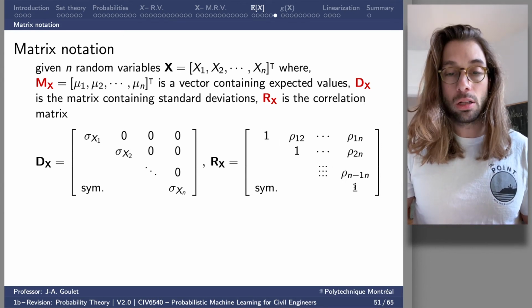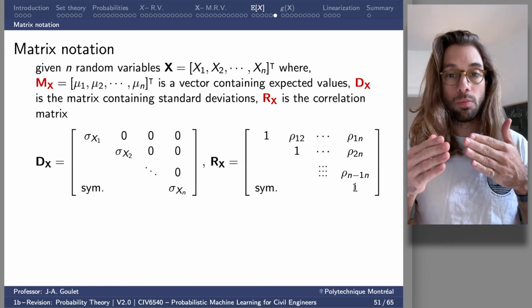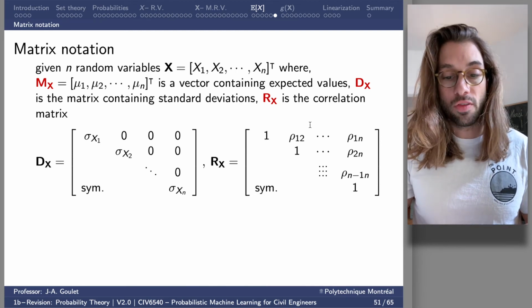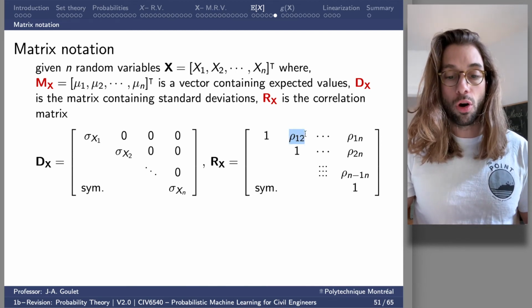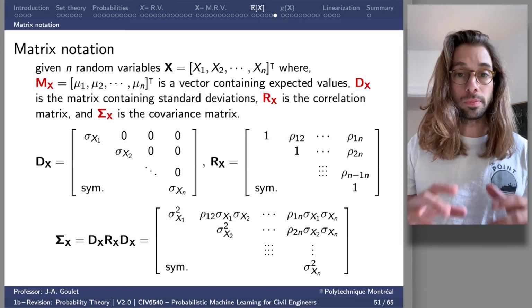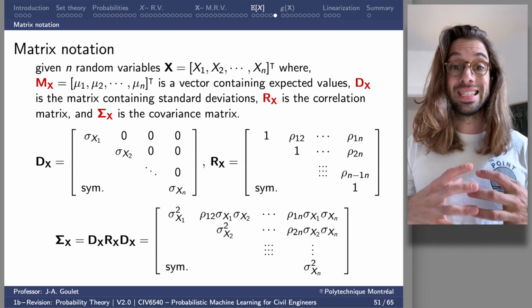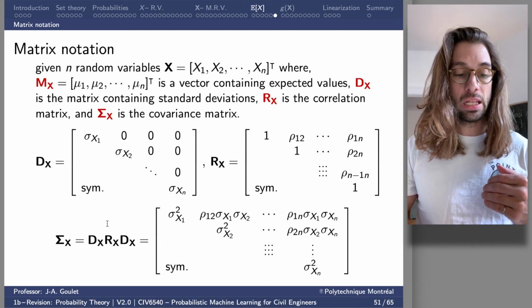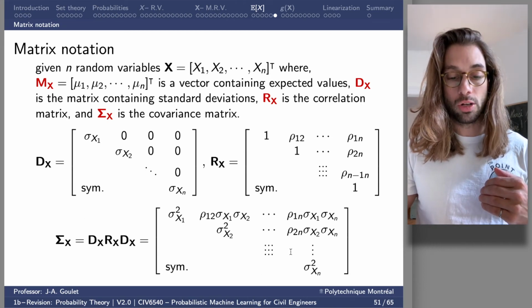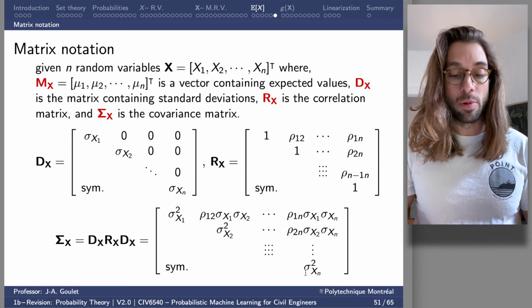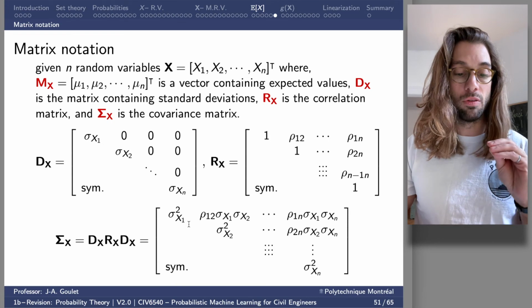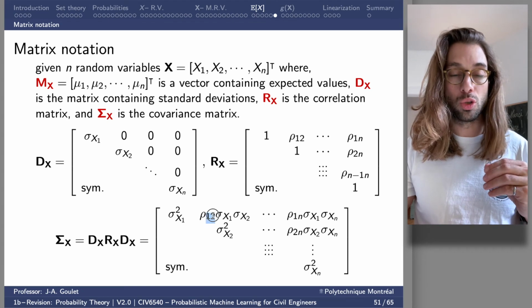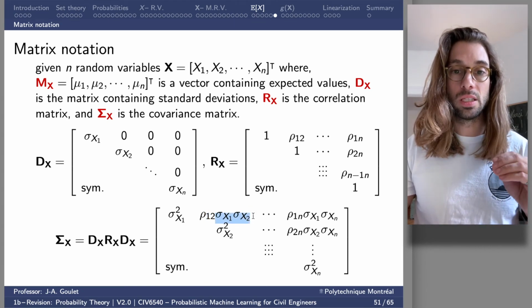On the diagonal, we can consider that a random variable is always linearly correlated with itself, so all the terms on the diagonal are always going to be 1. The off-diagonal terms are the correlation coefficients for each possible pair of random variables. And at the end, my covariance matrix, Sigma x, is going to be modeled by my standard deviation matrix times R times D. So D times R times D gives me the covariance matrix, where on the main diagonal I have the variance term for each respective random variable, and my off-diagonal terms are all the same thing: the correlation coefficient times the product of the respective standard deviations.